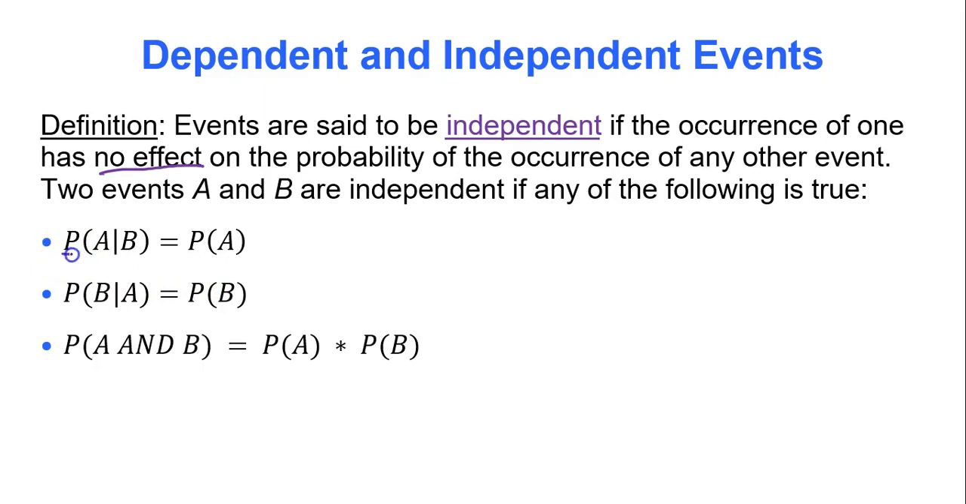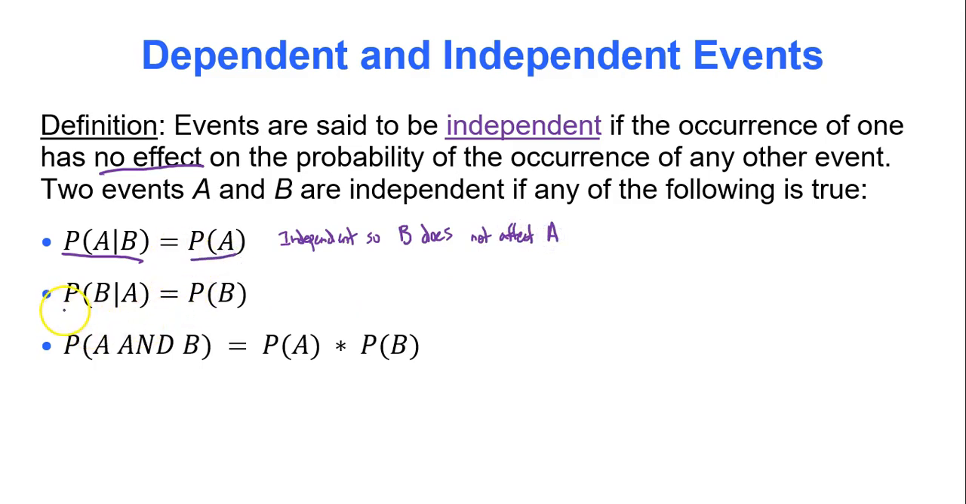So if you are told to calculate the probability of event A occurring, given that B has occurred, this is called a conditional probability. But if you're told to calculate the probability that event A occurs, given that B occurs, since the two events are independent, so whatever happens with event B does not affect A. So it's just like calculating what is the probability of A.